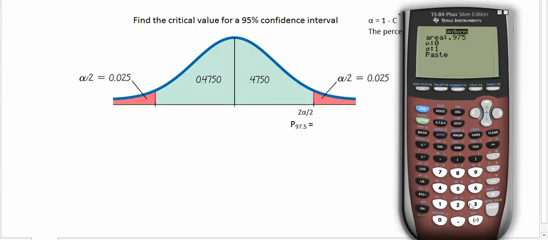And then use paste to calculate. So hit enter, and then hit enter again. So my critical value in this circumstance is, let's say we round to 2 decimals, 1.96, rounded to 2 decimals. And this is how you find the critical value for a given confidence level using the TI calculator.